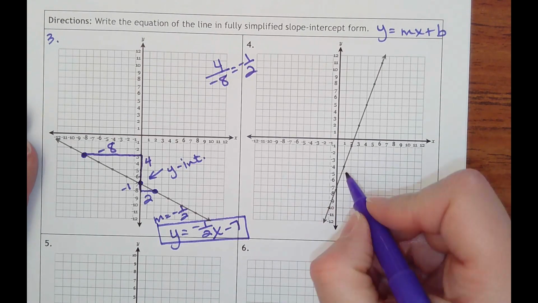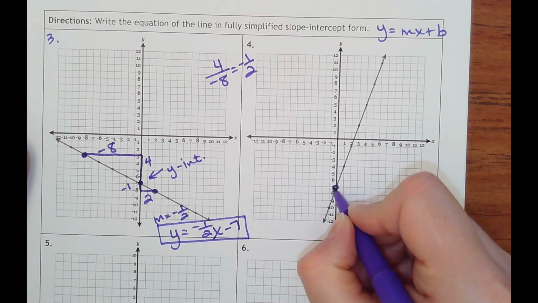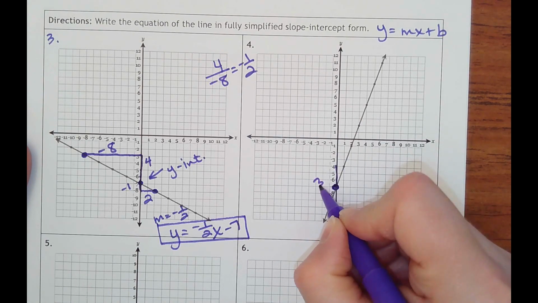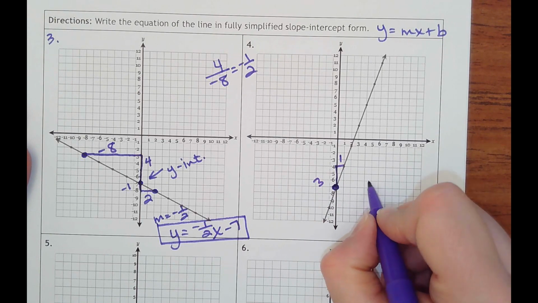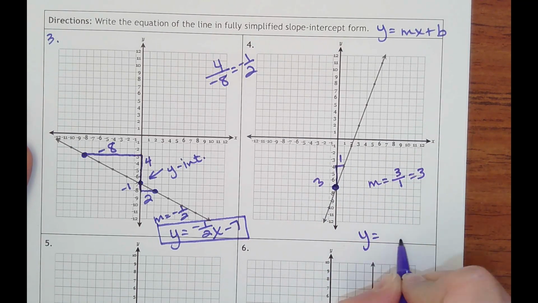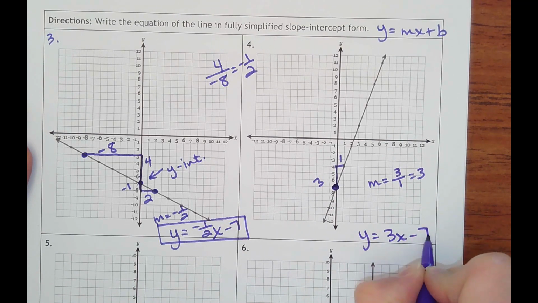Right, number 4. Again, I see the y-intercept being -7. That's kind of weird. This time I'm going to go up 1, 2, 3 and right 1. So 3 over 1 is really just 3. So it'd be y equals 3x, and I said my y-intercept was -7.